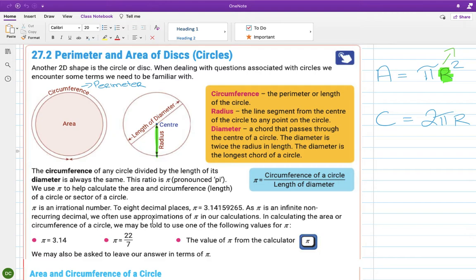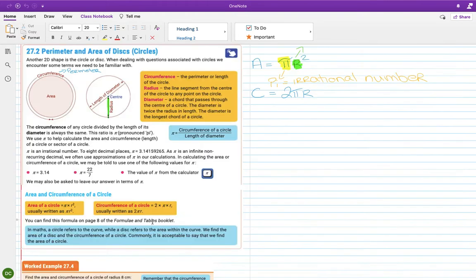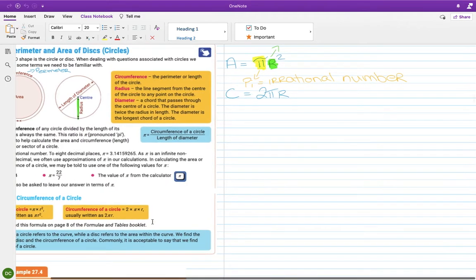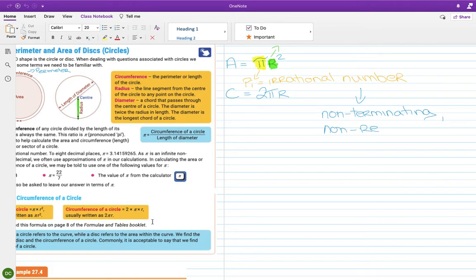Pi is, sorry. So we've talked about pi before. So pi is an irrational number. I'll move that now, sorry. Pi is an irrational number. I don't know if you remember irrational numbers, but irrational numbers are non-terminating, non-recurring decimals.